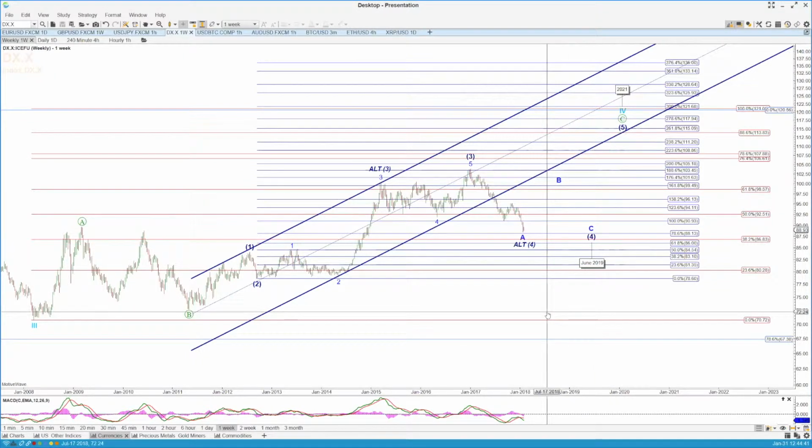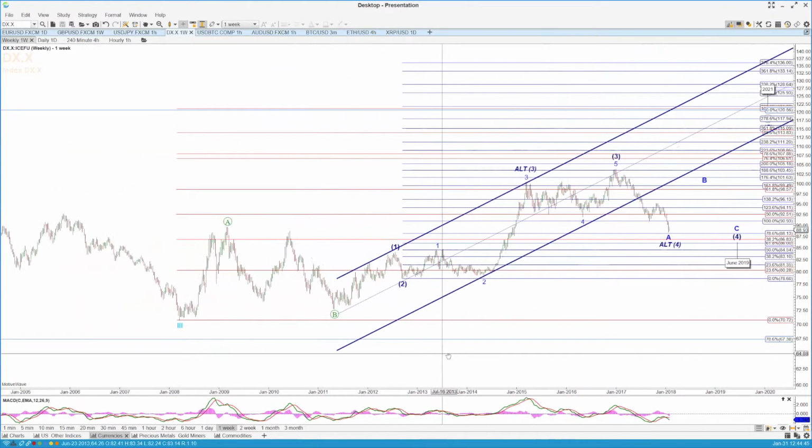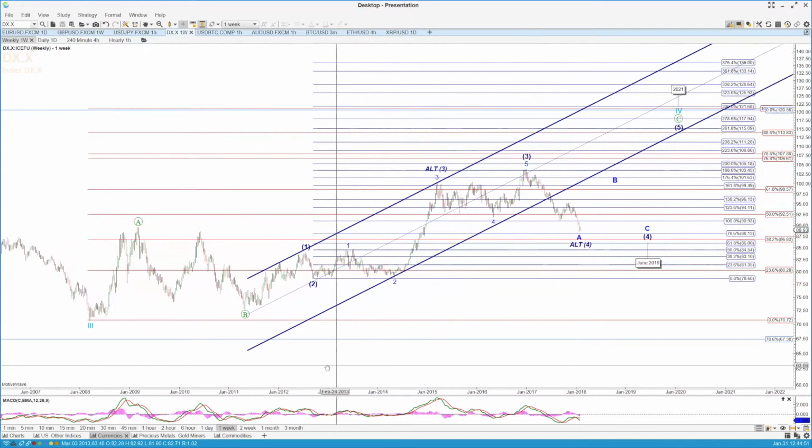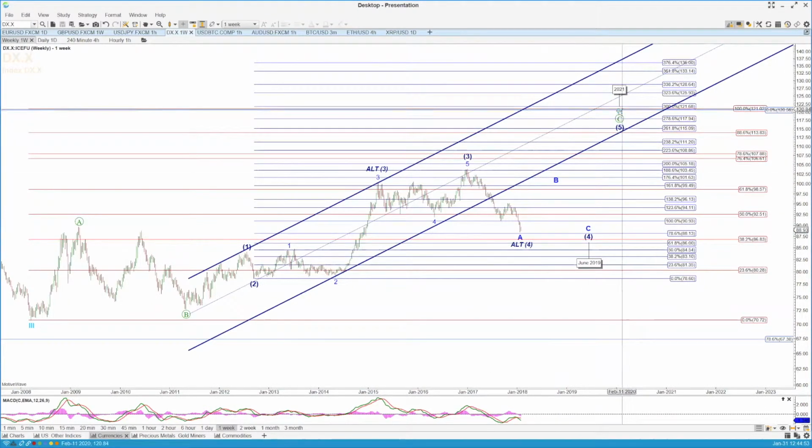So this is our long-term weekly chart of the US dollar. And I think all of this move up off the March 2008 low is a complex correction as a cycle degree wave 4, which I don't think is complete yet. I think it's got some years to go.